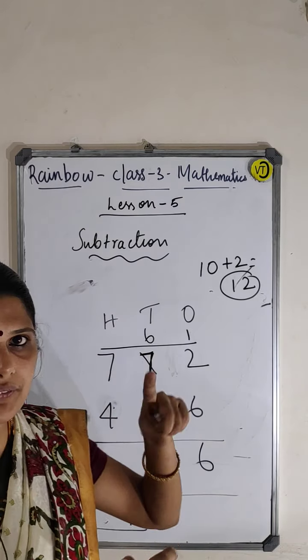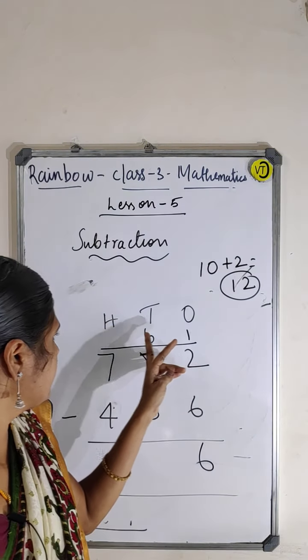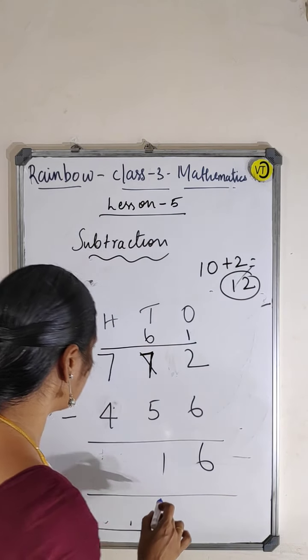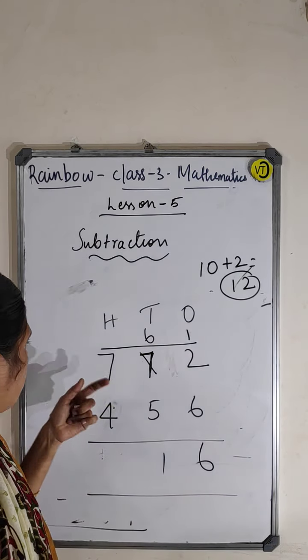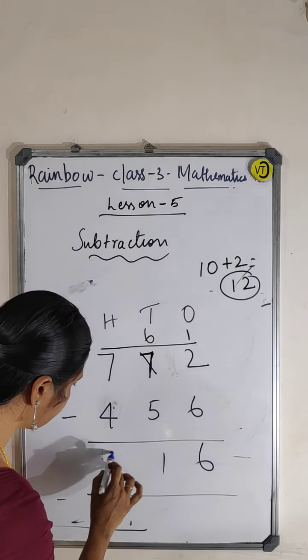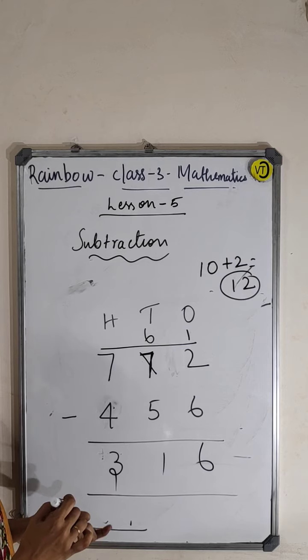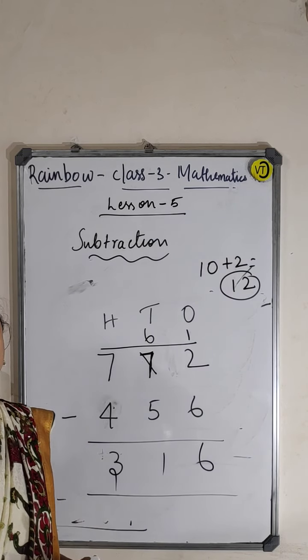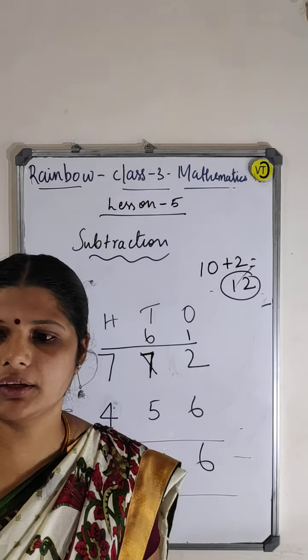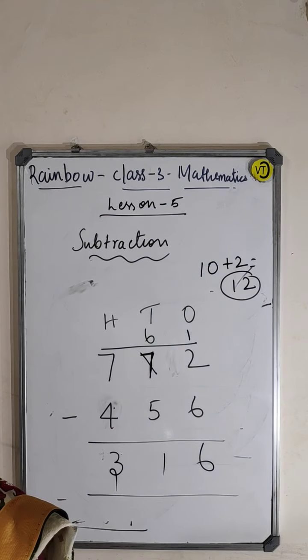Now forget about this 7. Now 6. 6 minus 5, yes, I can do that. 6 minus 5 is 1. Bigger number minus smaller number. Fine. Now 7 minus 4, again I can do it. This is 3. So the answer is 316. Okay. Again, I will tell you one more sum, then you can understand better.